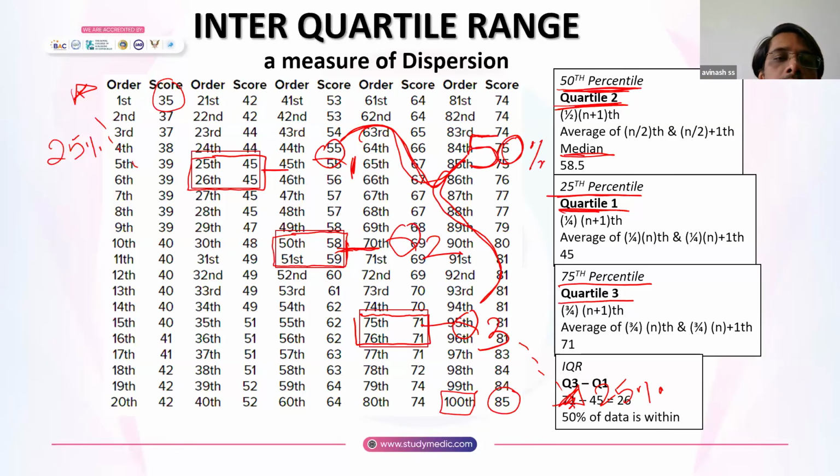Suppose the lowest score instead of 35 was 0 and the highest score instead of 85 was 100. Would it affect the interquartile range? It would not affect the interquartile range. That's why the interquartile range is unaffected by outliers, and it is best used as a measure of dispersion along with the median when the data set is not normally distributed. Whereas when the data set is normally distributed, we use the mean along with standard deviation as the measure of dispersion.